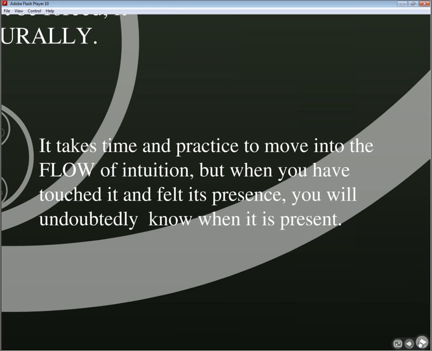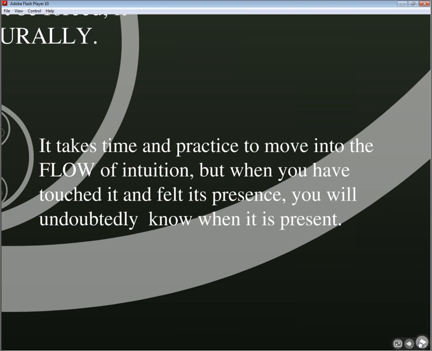Now, it takes time and practice to move into the flow of intuition. But when you have touched it and felt its presence, you will undoubtedly know when it is present. You will know, trust me. And if you don't feel it, as I said, don't force it upon yourself and say, oh yes, I have intuition.